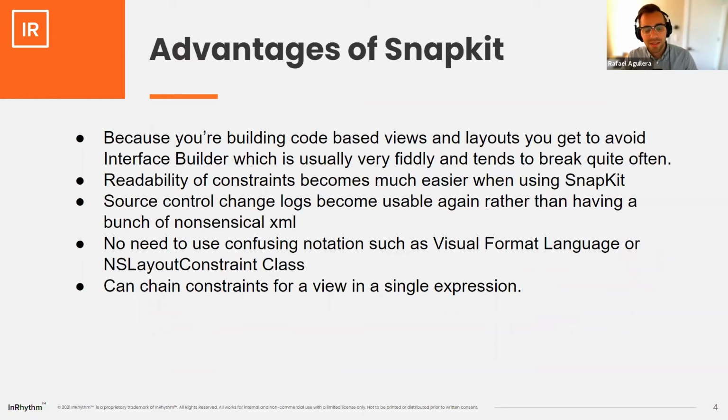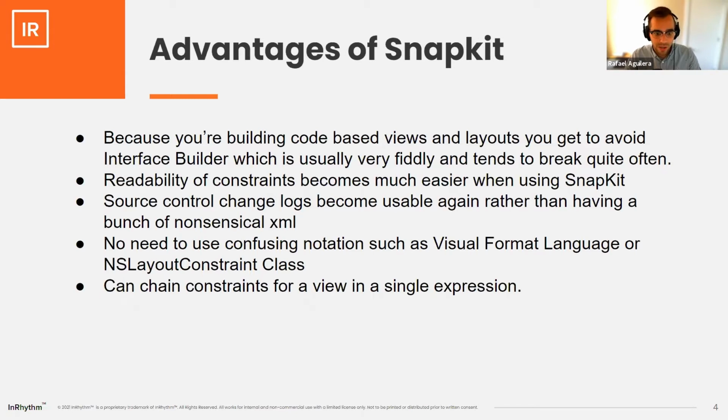So what are some of the advantages of Snapkit? Because you're building code-based views and layouts, you get to avoid interface builder, which is honestly just, it bogs down. It's really slow. It's like a visual builder that Apple came out with towards the beginning of iOS. And it's what they've been kind of using up until somewhat recently. And we'll go into that a little bit. The readability of constraints becomes a lot easier when you're using Snapkit. We'll also go into that and I'll show you some examples.